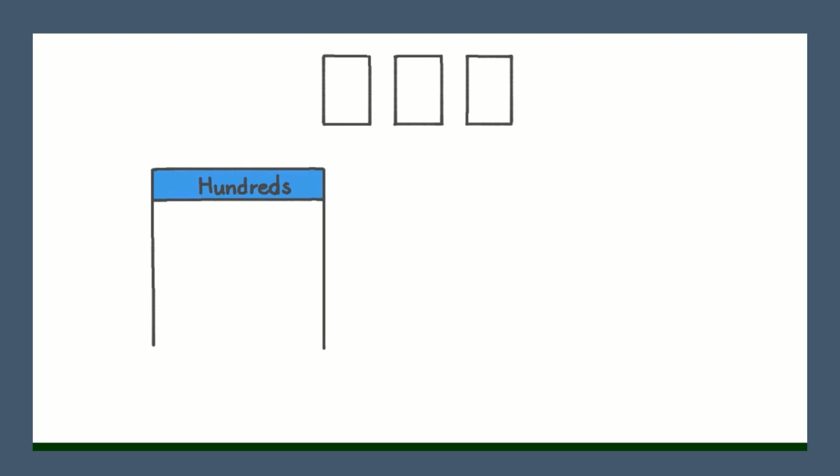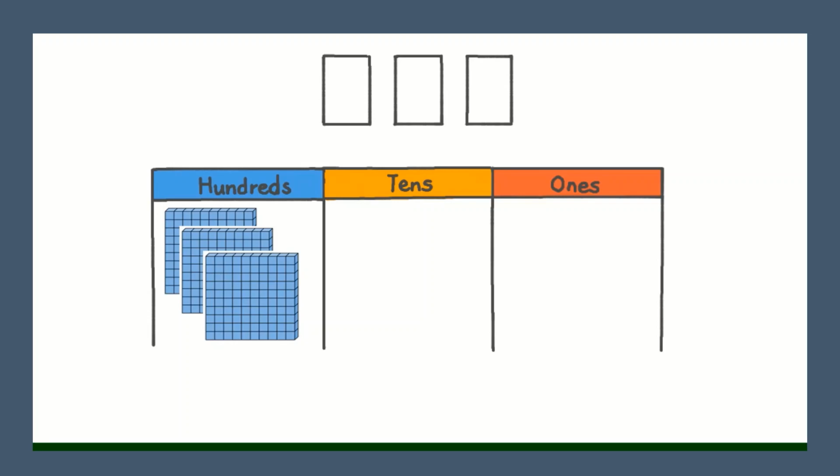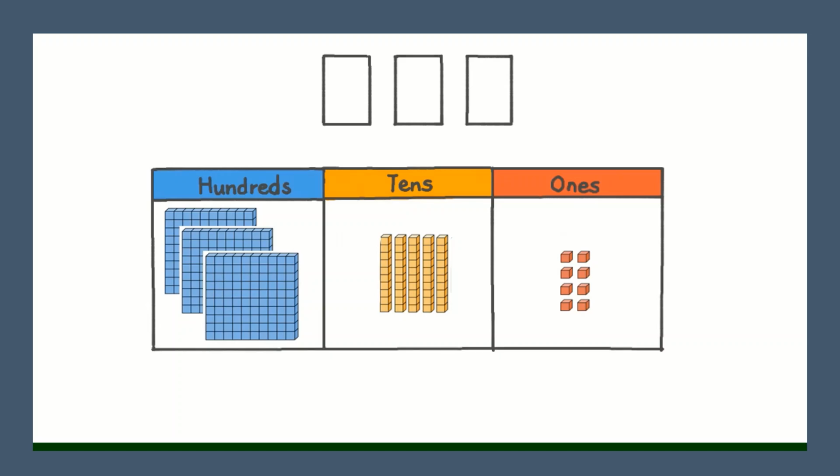Let's make a 3-digit number out of place value blocks. To make our number we're going to need 3 different types of blocks. Some hundreds, some tens and some ones. Let's take 3 hundreds, 5 tens and we'll have 8 ones. What number have we made?